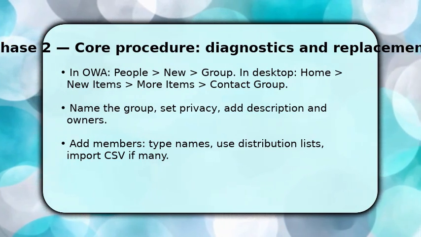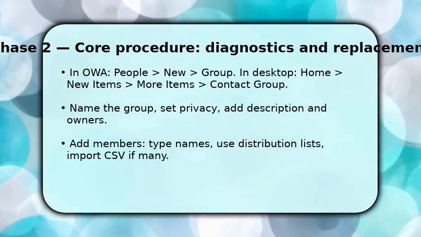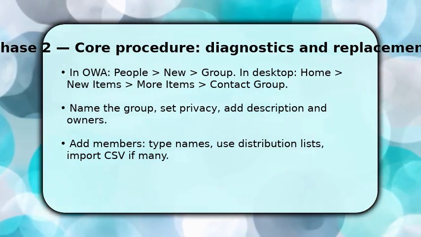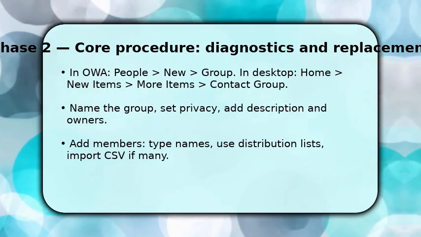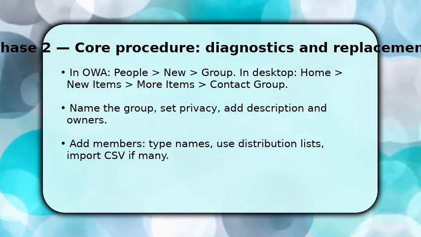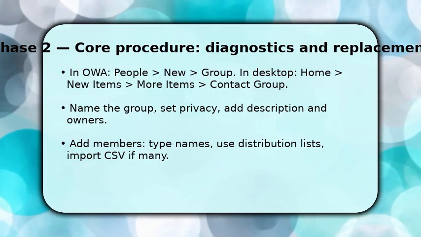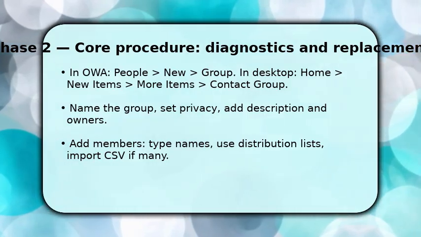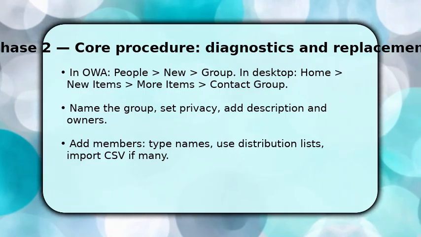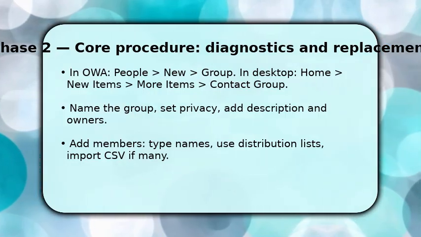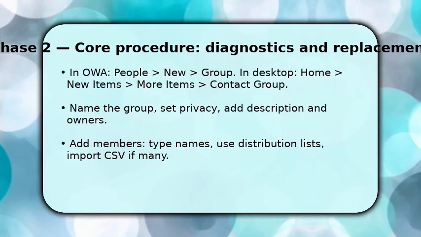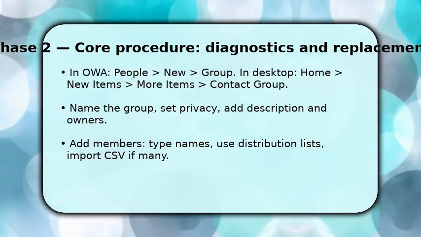In Outlook on the web, go to People, then New Group. In Desktop, choose New Items, More Items, Contact Group for a distribution list. Provide a clear name, set privacy to public or private so recipients know who can join, and add a short description for context. Then add owners so management is delegated, and add members by typing names or pasting addresses.